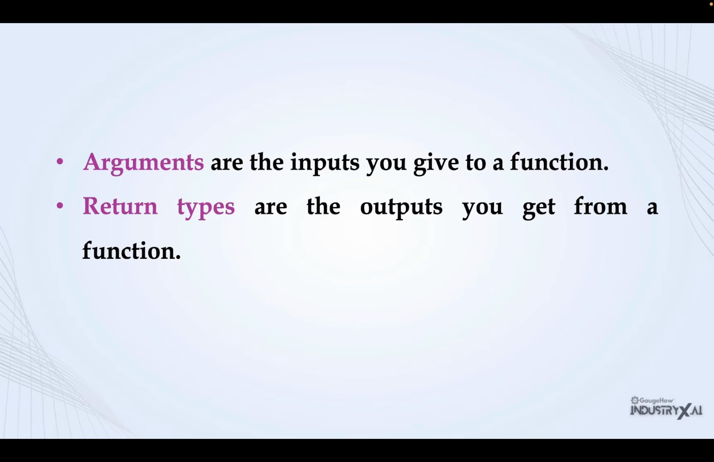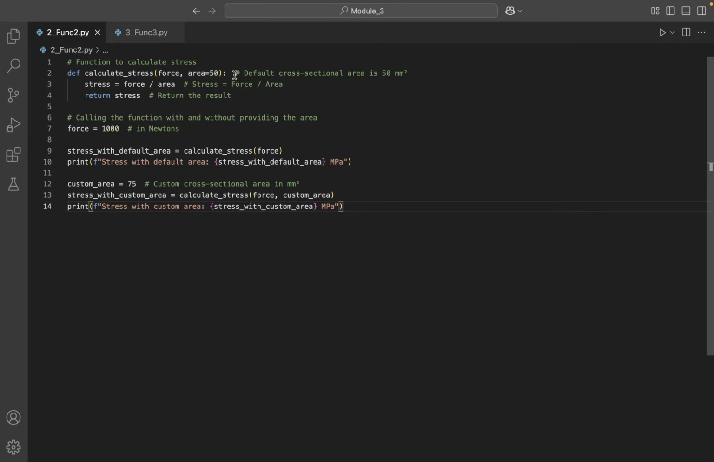Let us again go back to our program. So here you can see that after the colon we have calculated the stress, that is equal to force divided by area, and we want to return the value of stress from this function. As you can see, the keyword required is return, and after it we provide the value that we want to return. In our case, we want to return the stress, so we have mentioned stress.